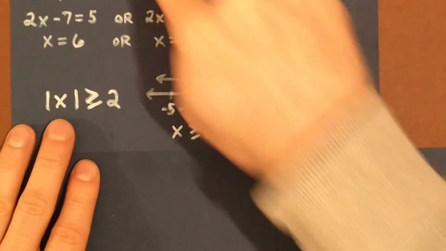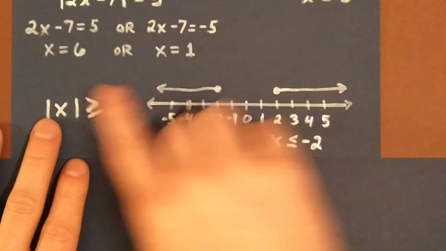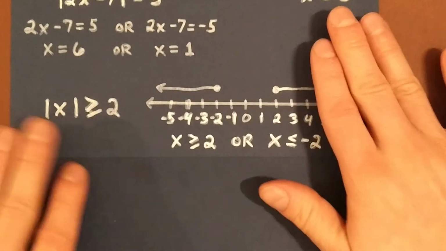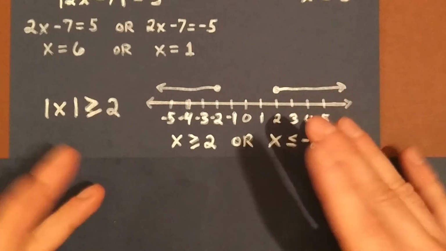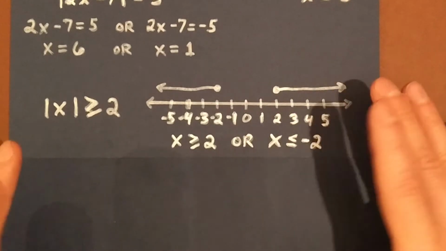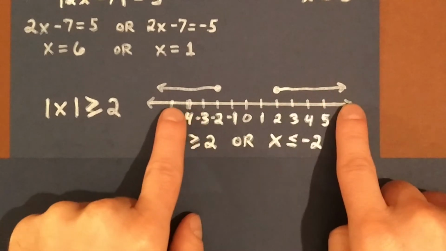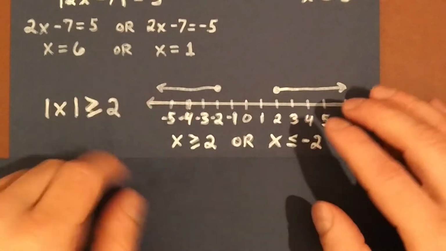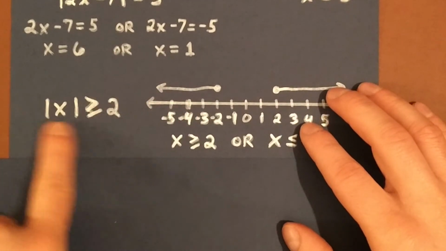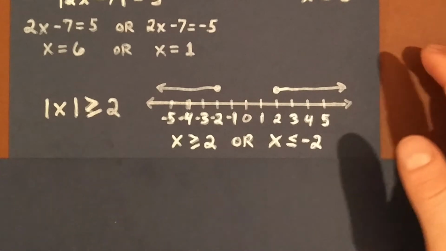So with the absolute value equation, remember we got 2 solutions. And here with the inequality, we get, well, not 2 solutions, we get infinitely many solutions, all of these numbers, but we get 2 parts to the solution. If it wasn't an absolute value, we would only get 1 part.